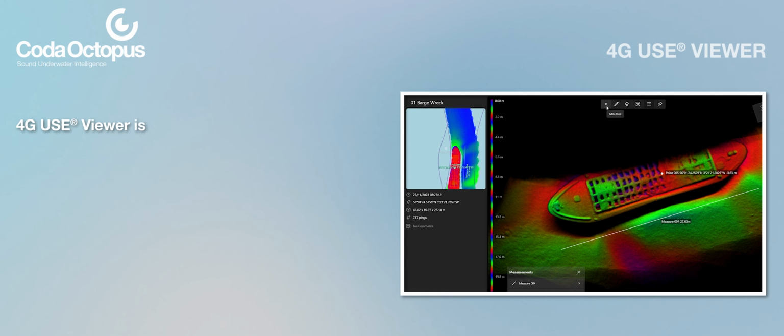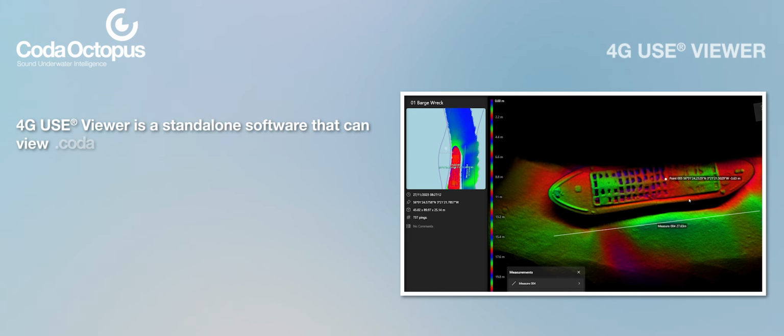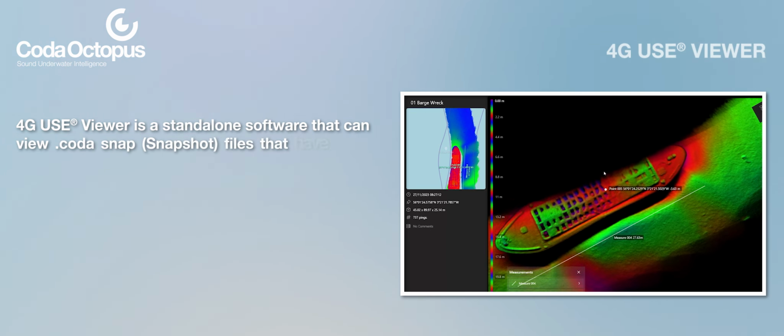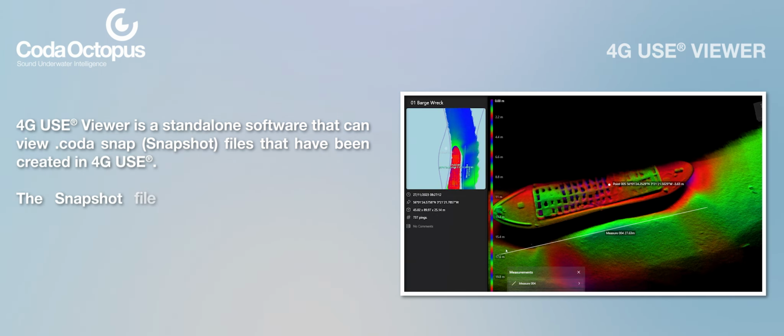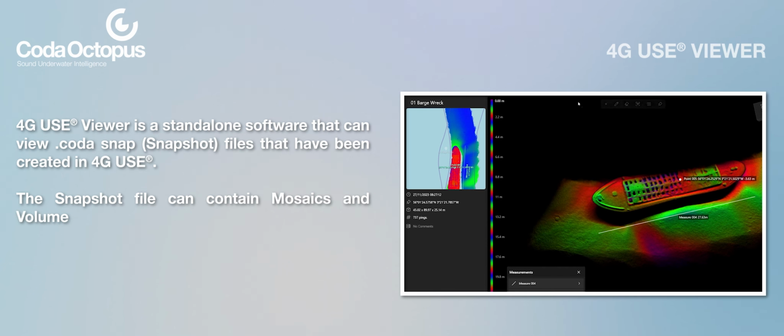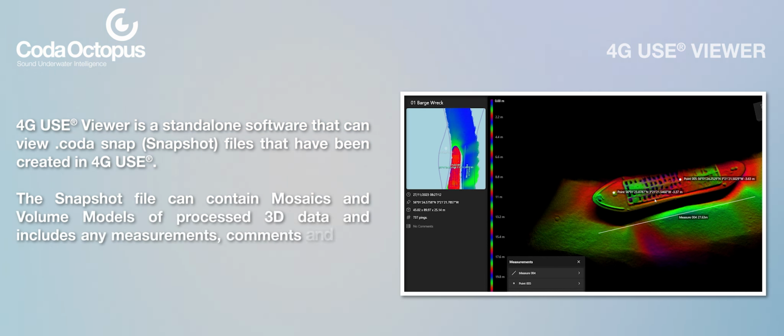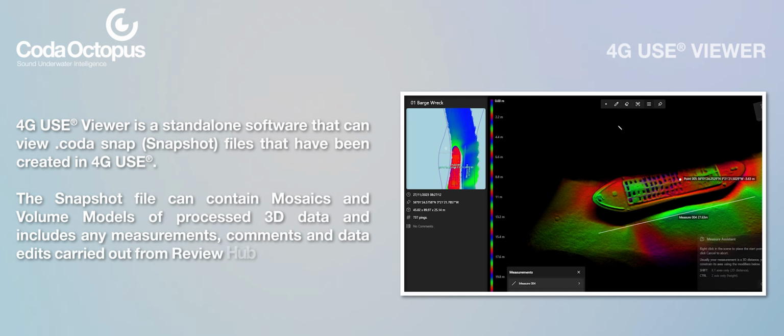4G Use Viewer is a standalone software that can view .coda snap files that have been created in 4G Use. The snapshot file can contain mosaics and volume models of processed 3D data and includes any measurements, comments, and data edits carried out from ReviewHub inside 4G Use.